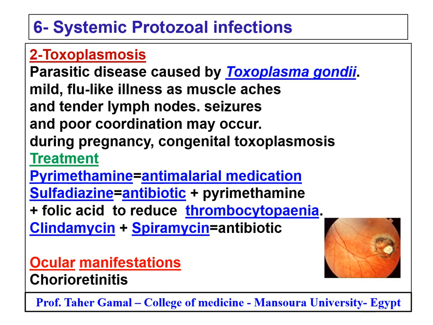The next group is protozoal infection. Protozoal infection: we have toxoplasmosis, a parasitic disease caused by Toxoplasma gondii, with mild flu-like illness such as muscle aches and tender lymph nodes. Seizures and poor coordination may occur during pregnancy or in congenital toxoplasmosis. The treatment: pyrimethamine, an anti-malarial medication, sulfadiazine, an antibiotic, and folic acid to reduce thrombocytopenia, clindamycin, and spiramycin, an antibiotic. The ocular manifestation, the complication, is chorioretinitis, inflammation of the choroid and retina.